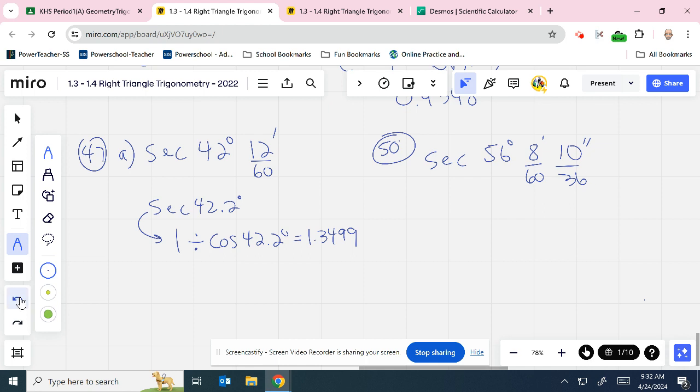3,600 seconds in 1 hour, or in 1 degree. So think about that tiny little degree broken up into 3,600 pieces. Can't even think about it in our minds because it's so small, but it could happen if it was microscopic. So in your calculator, you'd put 10 divided by 3,600, which is 0.003, we'll call it. 8 divided by 60 is 0.133, or 0.13, we'll call it.